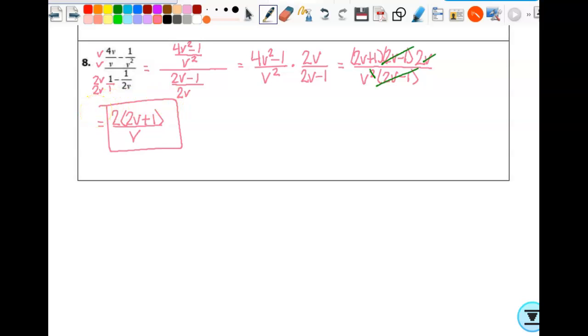What questions you got? Let's back up a second here. Before I went to this step, could I have canceled this v out with one of these? Yes, I could have. But I didn't because I wanted to see it. It might be better, if you feel like you might make careless errors, to put it all together before you start doing that. But again, that's kind of your comfort level and your skill level. Okay? We good? Any questions?